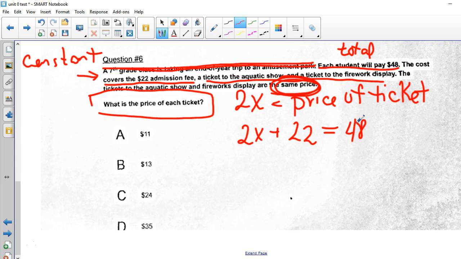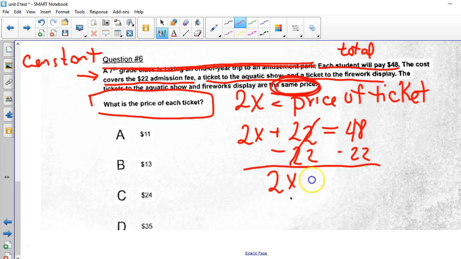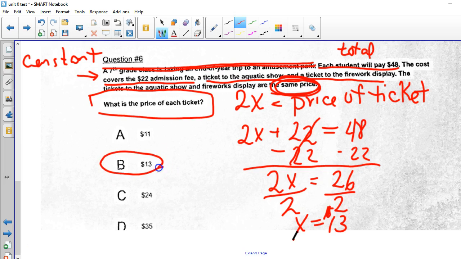Can we find the price of the ticket from that? Absolutely. If we take away the $22 that they paid for their admission, that leaves 2x by itself. And that brings us down to 26. Divide by the coefficient of 2, and you get x is equal to 13. So the price of the ticket is $13. There it is, right there.